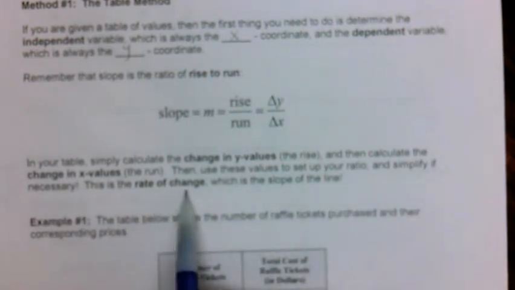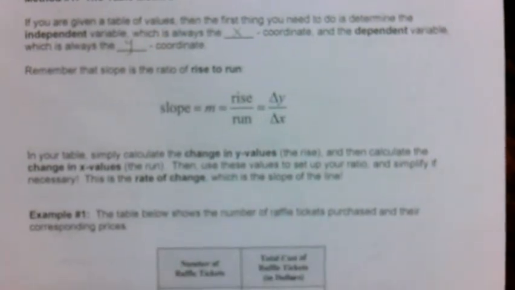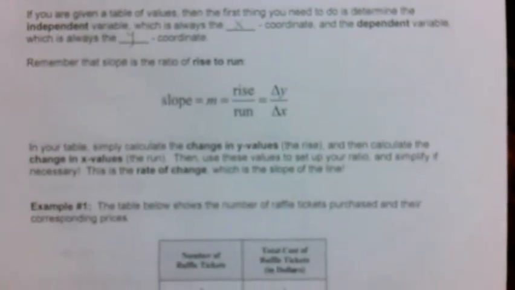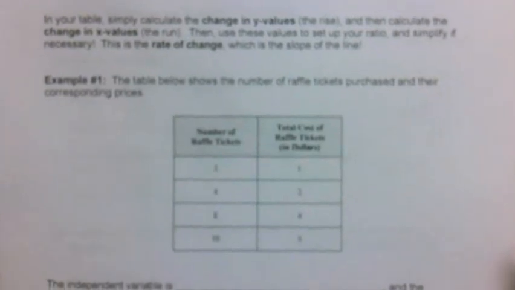So in your table, all you simply have to do is calculate the change in your y values, which is the rise, and then you calculate the change in your x values, which is the run, and then you use these values to set up your ratio and simplify if necessary. This will be your rate of change, which is also the slope of the line. So let's look at that in our first example.